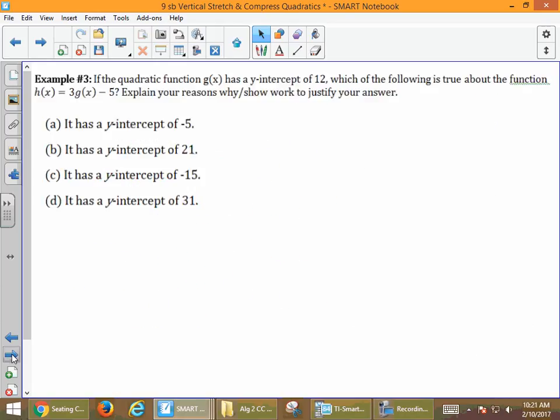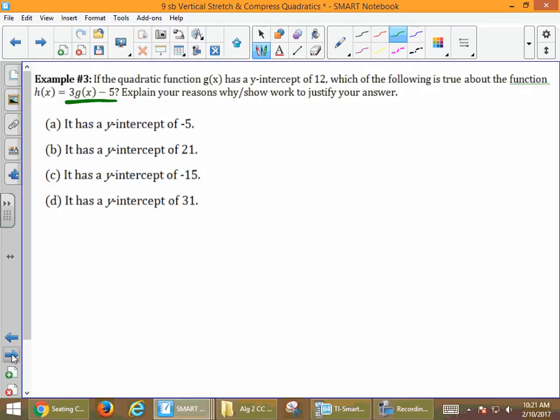And so, if the quadratic function g of x has y equals 12 as the y-intercept, which of the following is true about the function h of x equals 3g of x minus 5? We need to explain the reason and show our work. And so, what 2 transformations do we see from 3g of x minus 5?